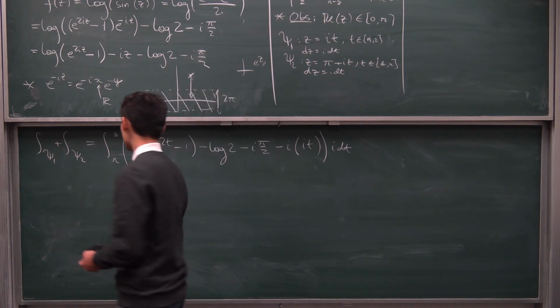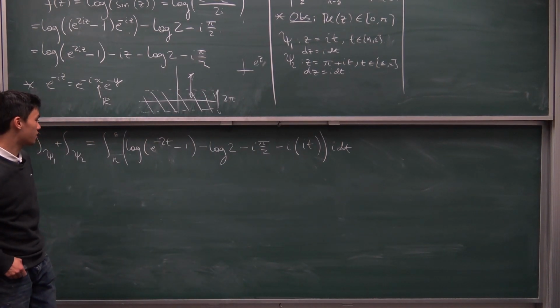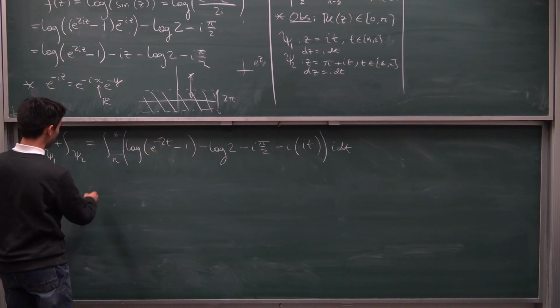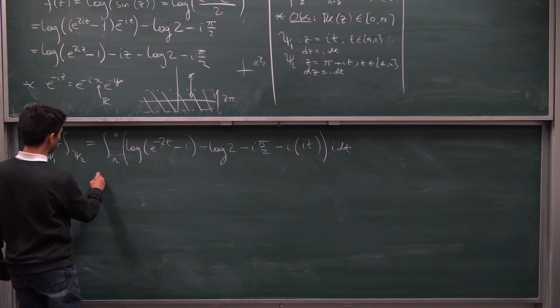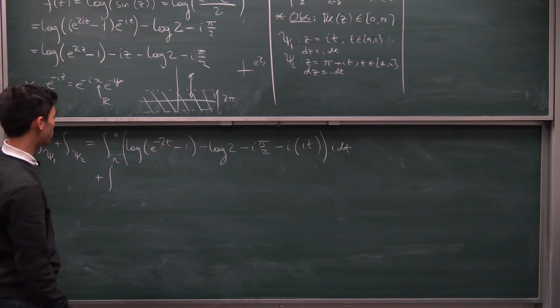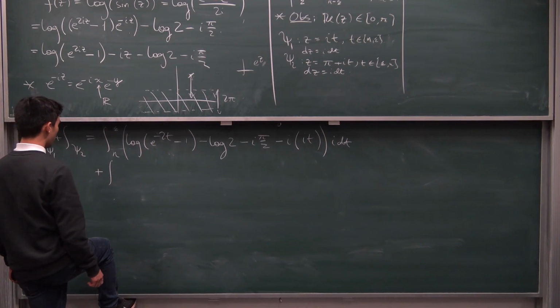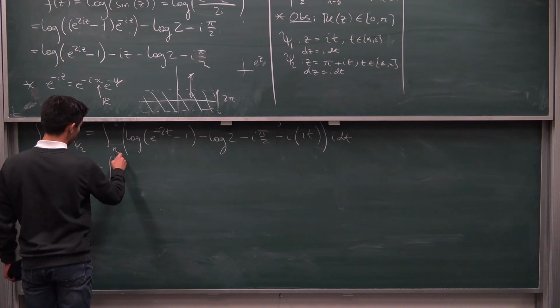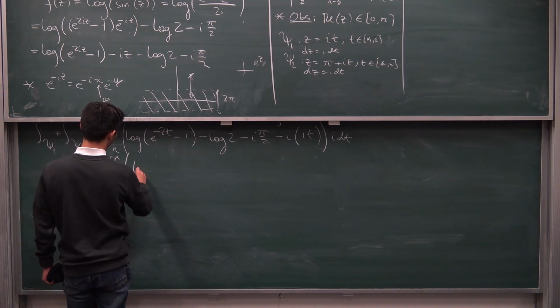Now, I'm going to put the integral over psi 2 underneath, and you'll see why in just a sec. So we're going to have plus the integral psi 2, that's going from epsilon up to n. Okay, so this is going to be the integral from epsilon to n. We have the logarithm.